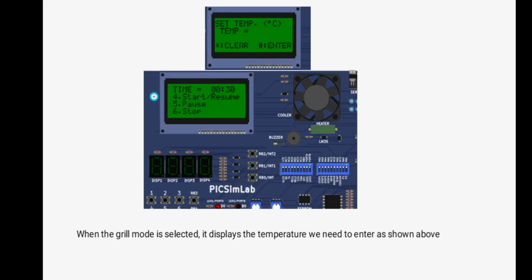Next, whenever the grill mode is selected, it displays the temperature, and we need to enter the temperature as per our requirement. And whenever this is started, the fan rotates as it cools the microwave oven.